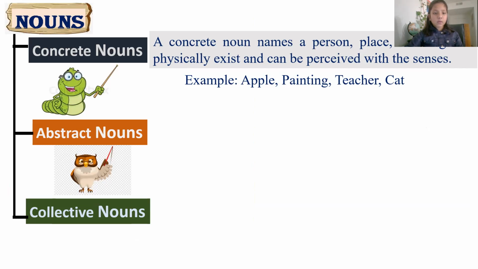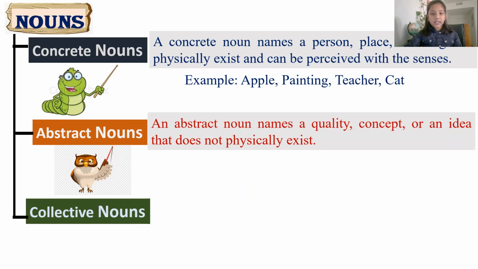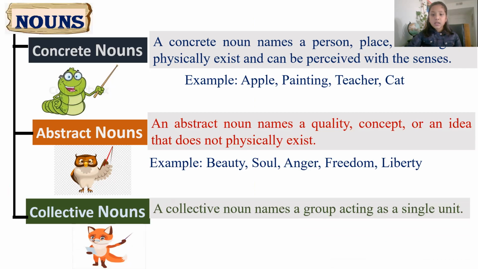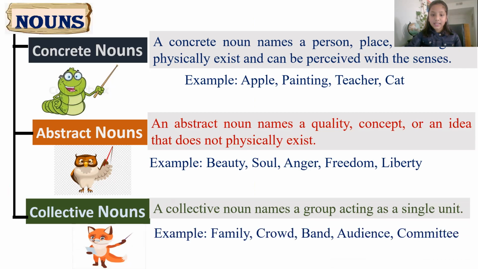Abstract nouns. What are abstract nouns? An abstract noun names a quality, concept, or an idea that does not physically exist. Example, beauty, soul, anger, freedom, and liberty. What are collective nouns? A collective noun names a group acting as a single unit, like family, crowd, band, audience, and committee. There are many members in a family, but family is singular. So we'll talk about singular and plural nouns later in the next slide.